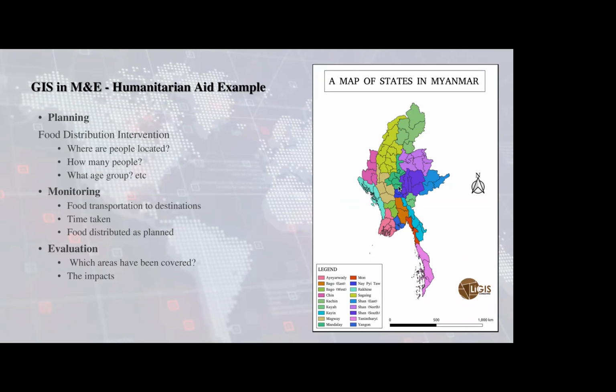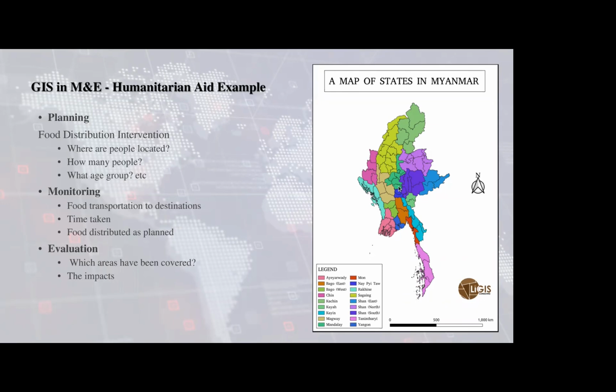There's the first part of planning, where you need to ask yourself questions before you even go to the field. How long do you want to conduct this project? How many people are you dealing with? What age group? Where are they located? How can we get there? Do we need to organize plane tickets? Do we need to organize vehicles? Do we need security if it's an insecure place?